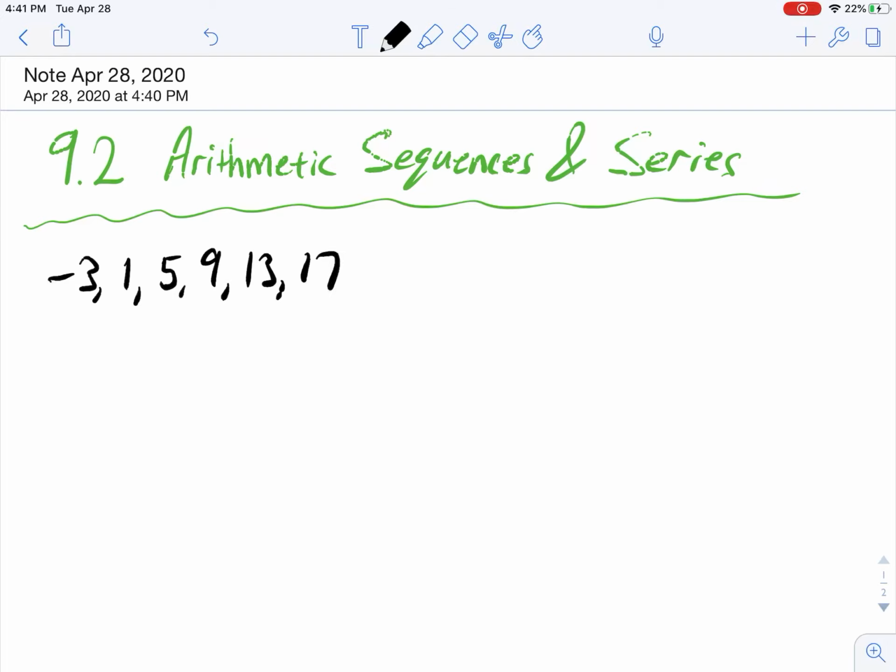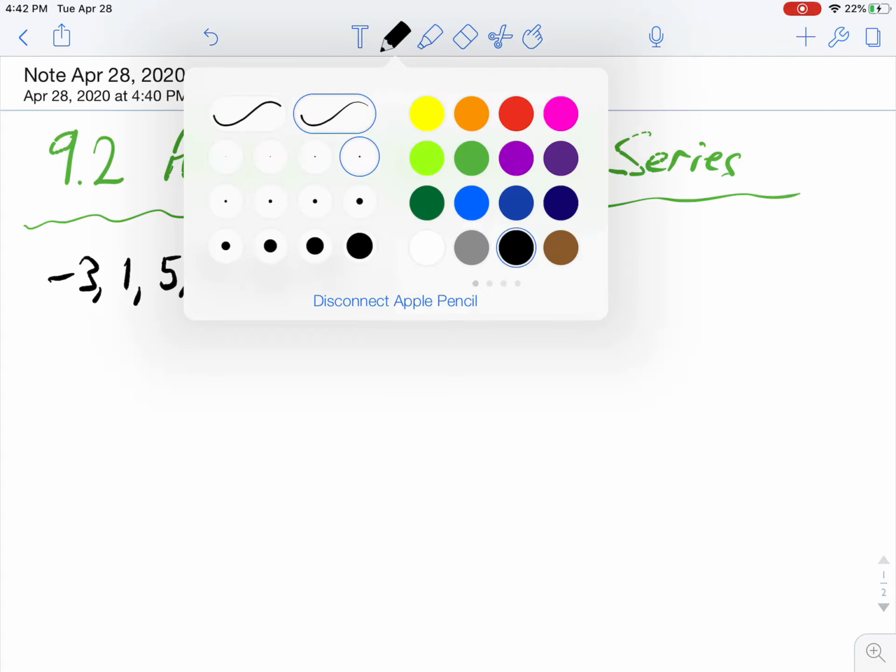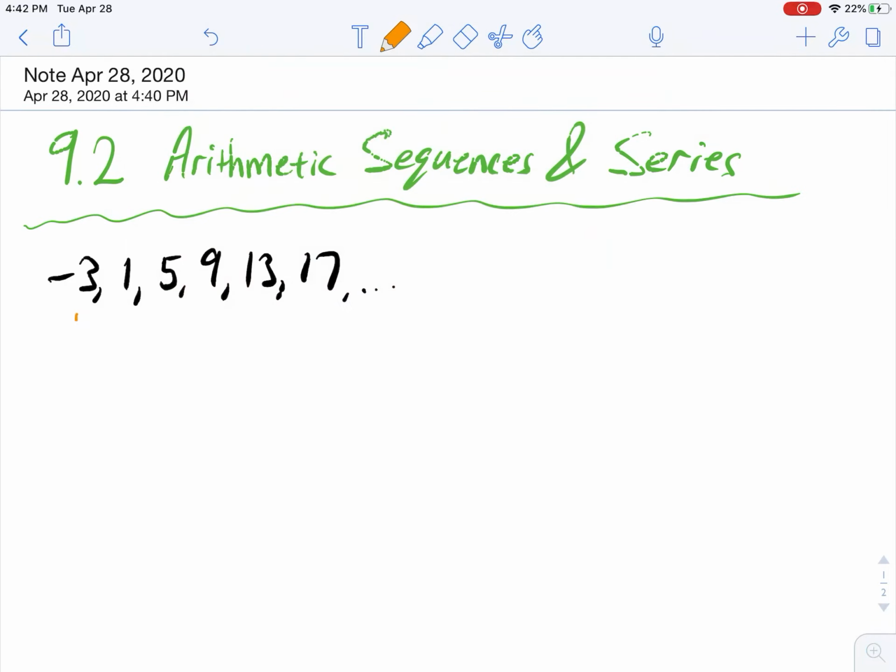Welcome back to Precalculus. We're talking arithmetic sequences and series today, and let me show you an example of one. -3, 1, 5, 9, 13, 17. This would go on and on, but I think you probably see the pattern. It's increasing by 4, right?